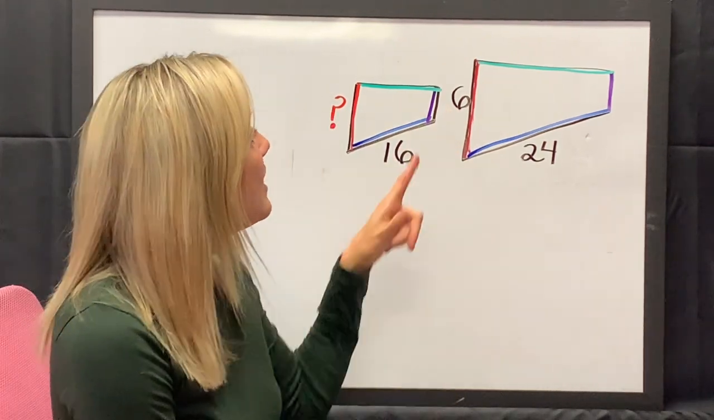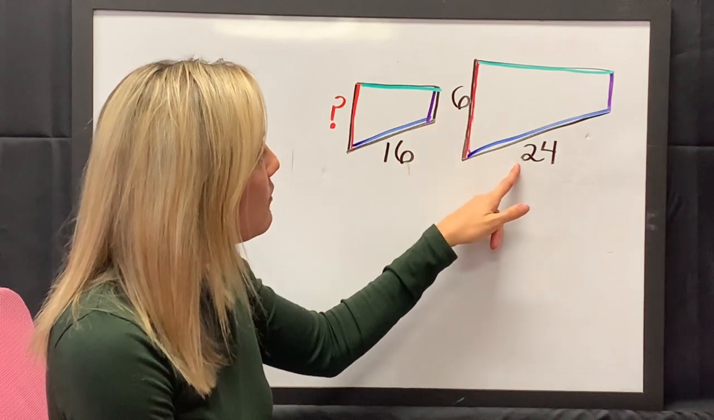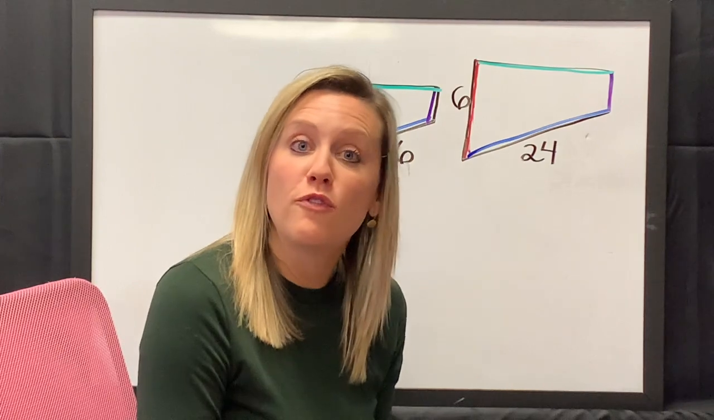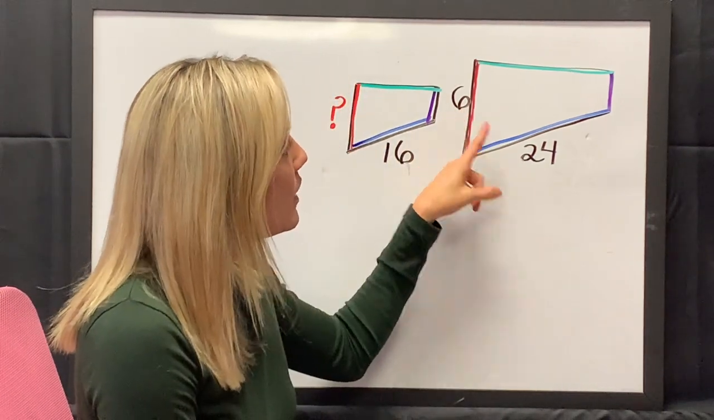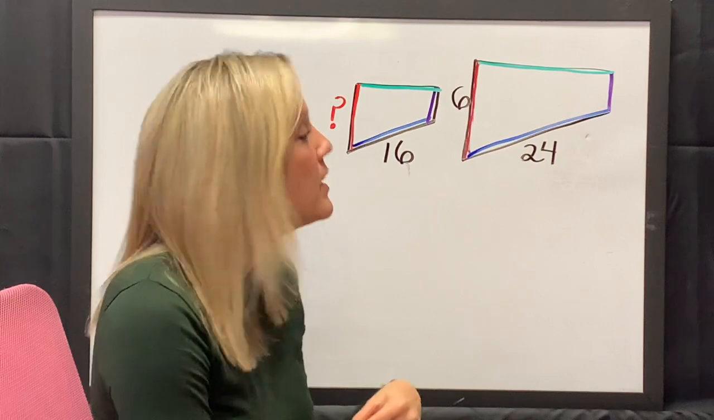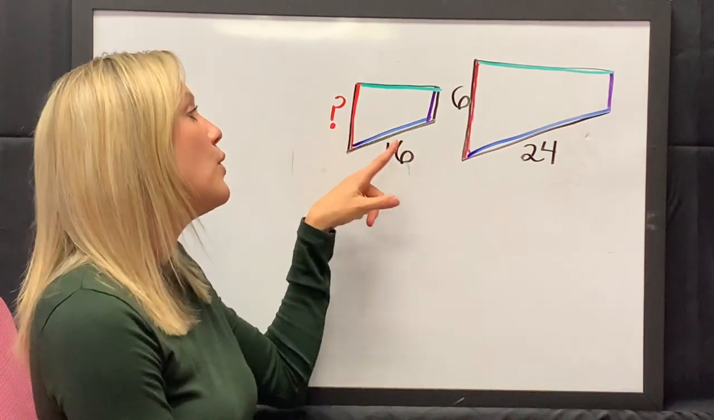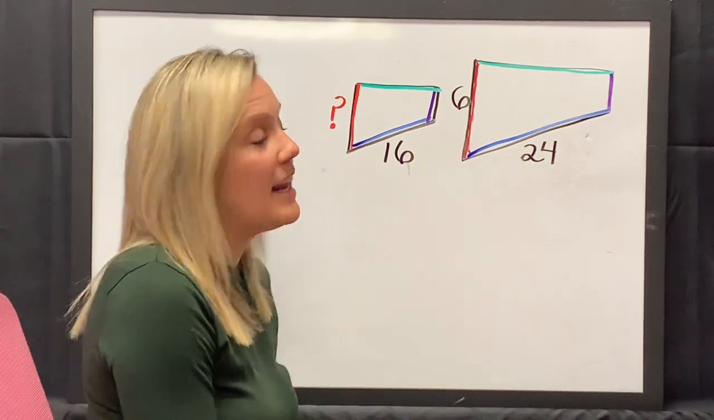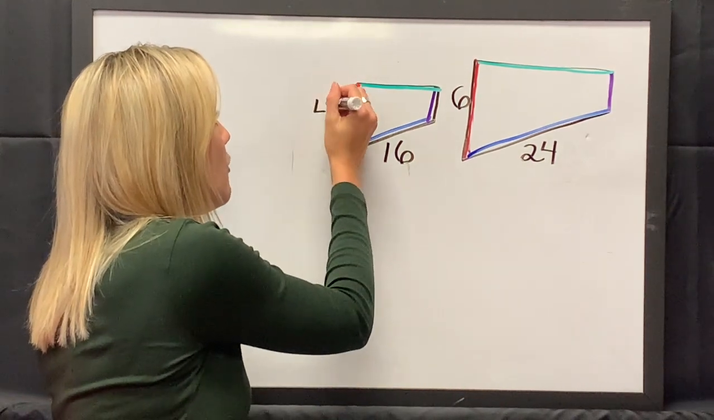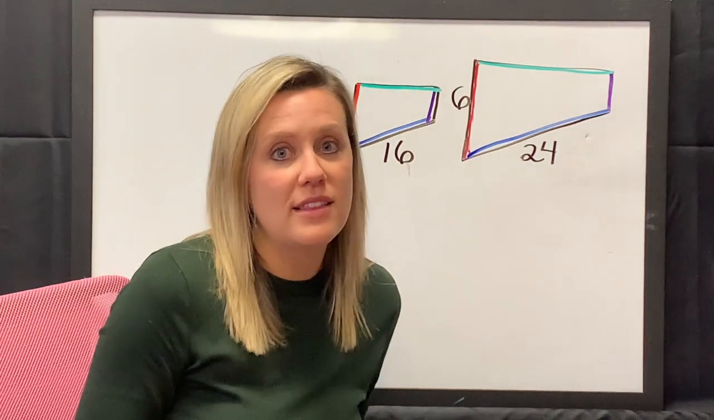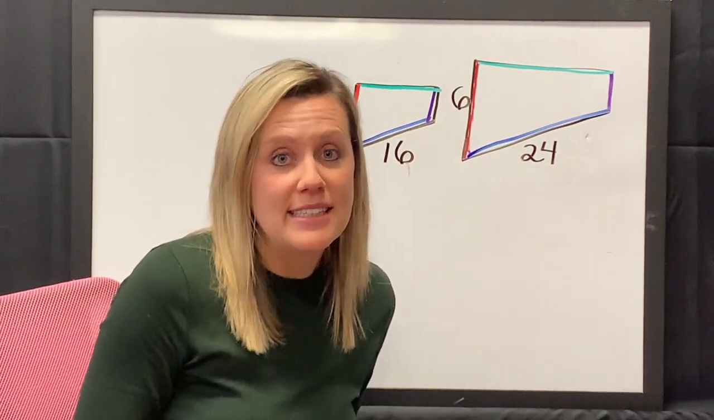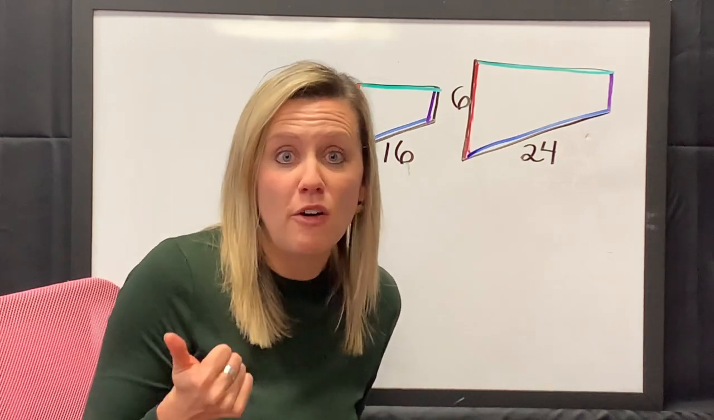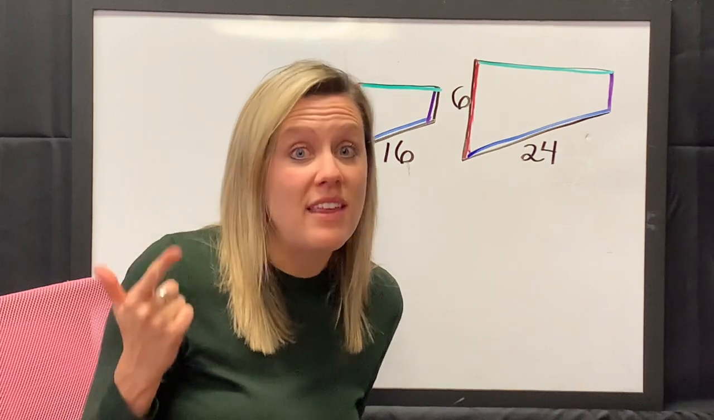Or you could think the ratio 6 to 24, or 6 divided by 24, is 1/4. 6 is 1/4 of 24. So you could think, what is 1/4 of 16? So either way, you should get a missing side length of 4. Once you get good at these, you're going to just find the easiest way all the time. You will know whether you want to do it the scale factor way or the ratio within the shape way.